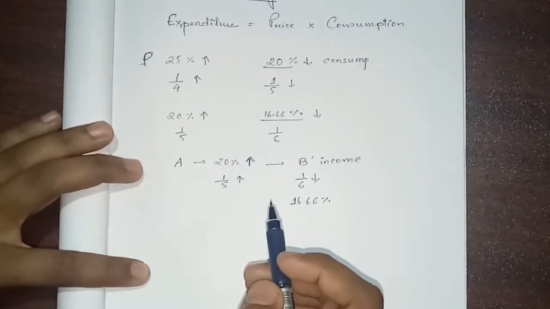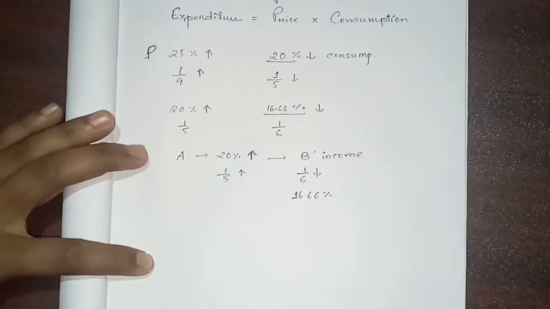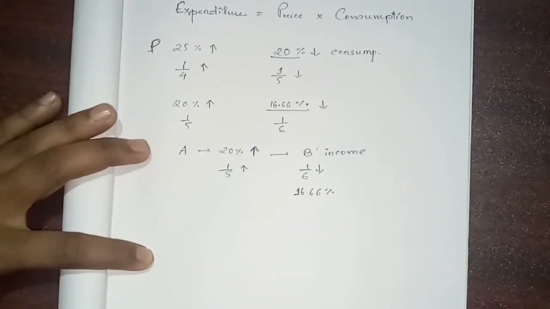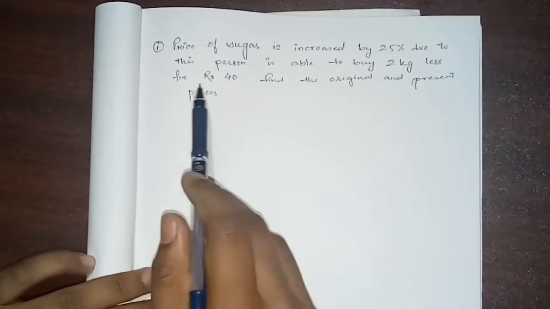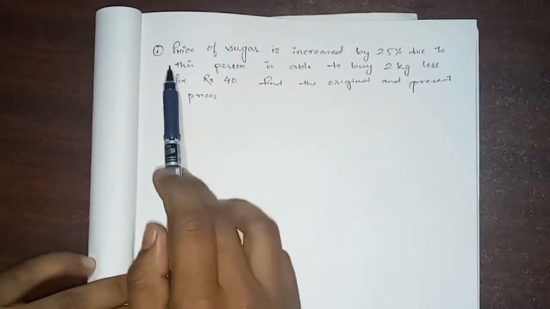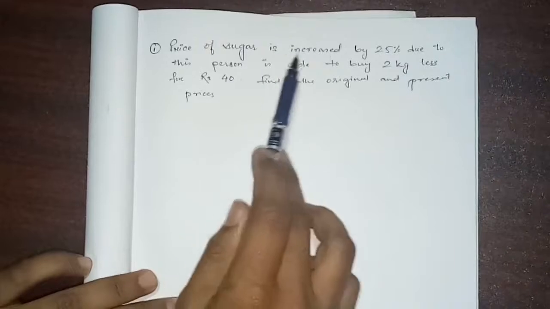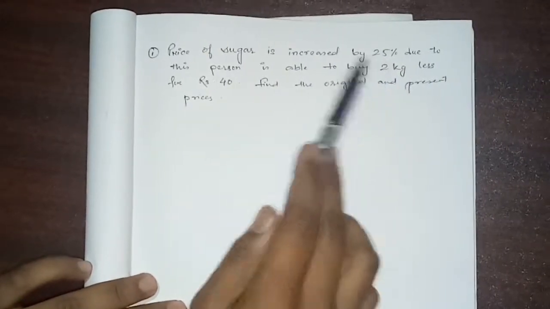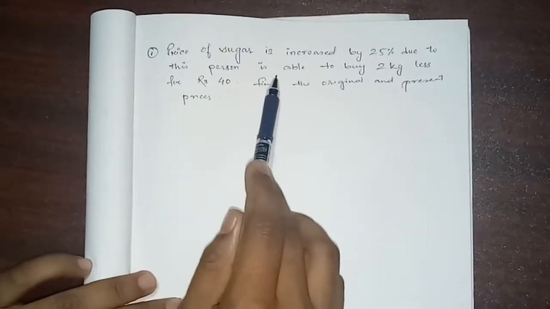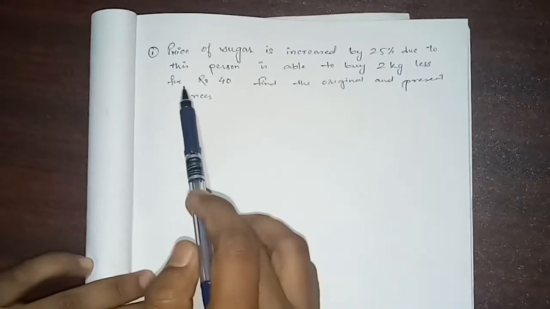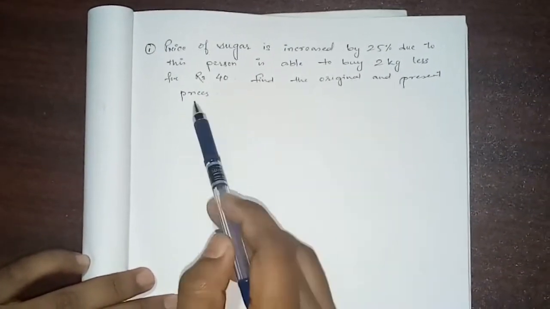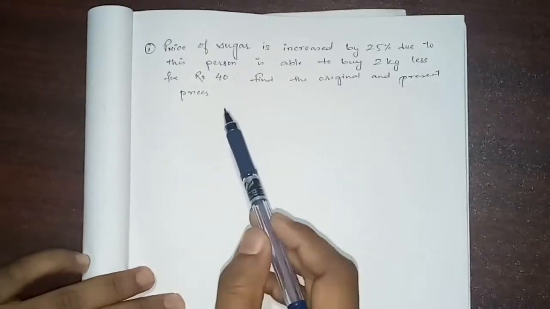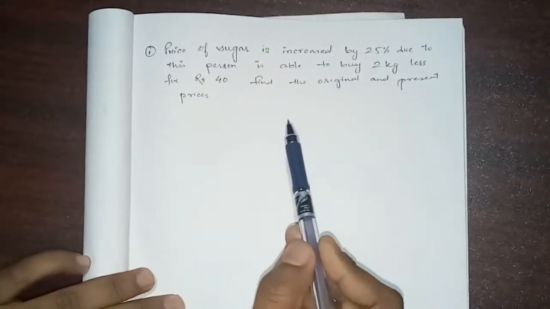So let's look into some questions which are asked frequently in various types of exams. Here is the first question. What is the question? The price of sugar is increased by 25%. Due to this, a person is able to buy 2 kg less for rupees 40. You need to find the original and the present prices. What was the original price and what is the present price?